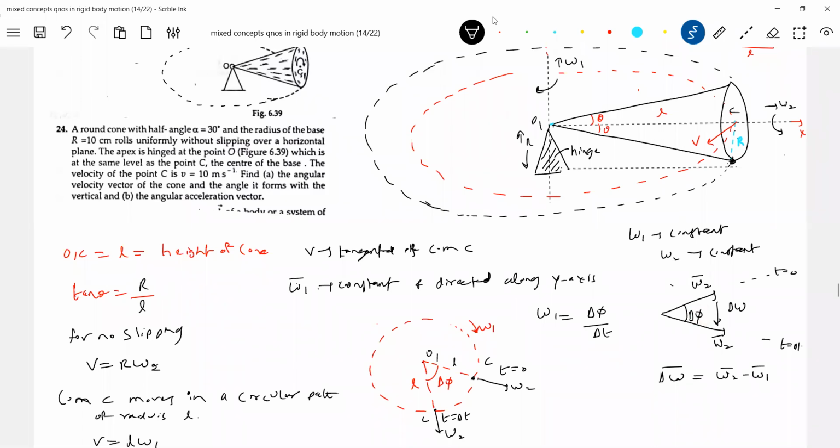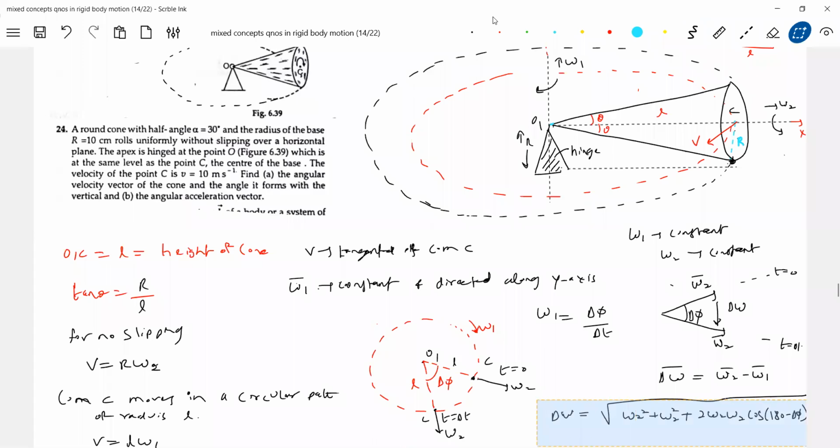Okay, no. What is delta omega? How to calculate? Go for vector subtraction. Omega 2 square plus omega 2 square, minus 2 omega 2 omega 2 cos of (180 minus delta phi), shall I write? Why 180 minus delta phi? The angle between those two angular velocity vectors is how much?